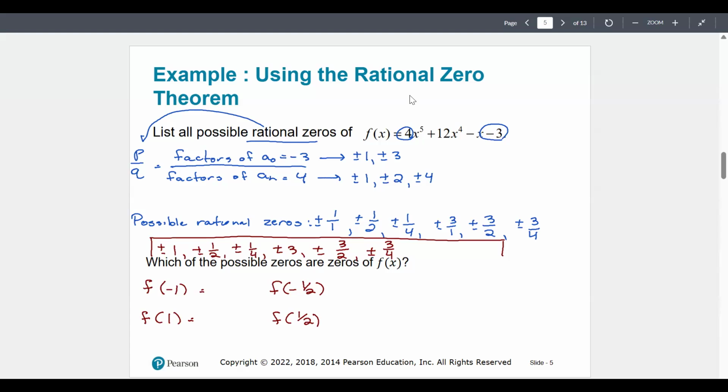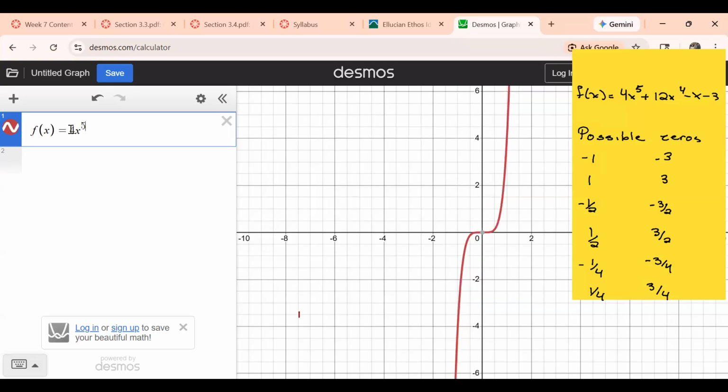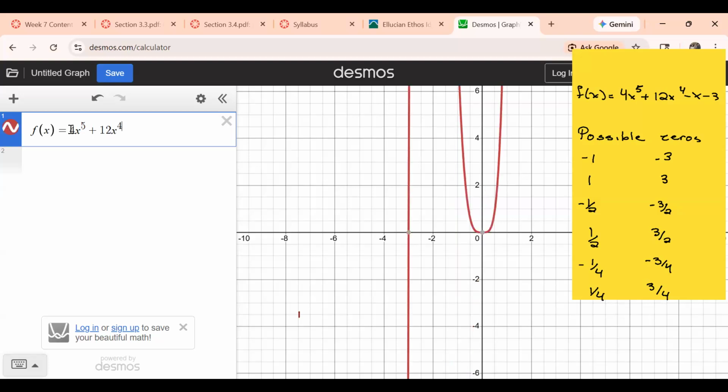So a way that we can do this is I'm going to use Desmos to help you get through this part a little quicker. You can do this with an 84 as well, so I'll show you both. Desmos.com/calculator. So we have f of x is equal to 4x to the 5th plus 12x to the 4th minus x minus 3. We just type in our polynomial.